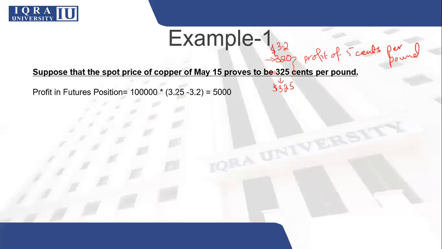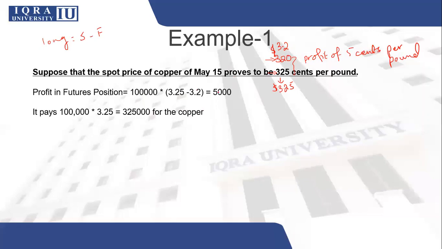So like we said, you have made a profit of 5 cents. That means you have made a total profit of $5,000. You have already studied this in the previous videos: if you have gone long and you want to calculate your profit, the payoff function is your spot minus whatever the futures price is. So it's the same formula here, you have just multiplied it by the quantity. This is the profit that you get in the futures position.